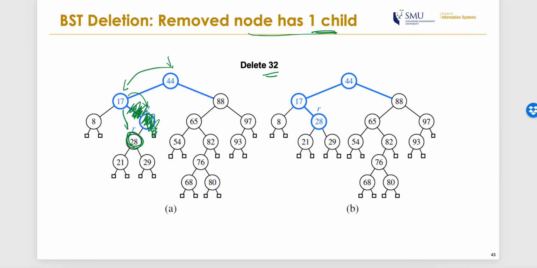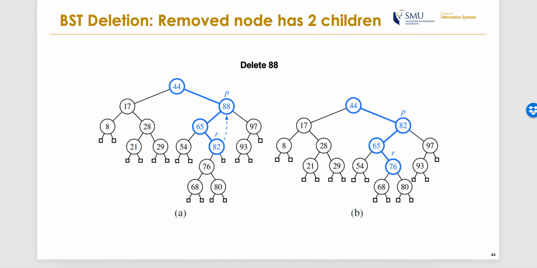Now the more tricky situation is when the removed node has two children. Suppose that we want to delete 88, and we are going to start by searching for it, right? So 44, larger, so 88 is here. But 88 has two children, and if 88 were to be removed, then we don't quite know how to replace it. Suppose that we pick 65 to replace 88. That's not quite valid, right?